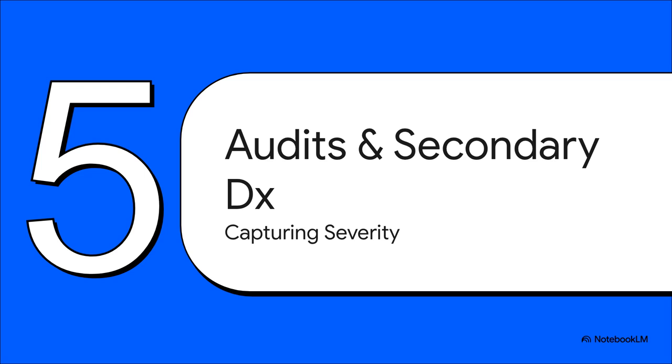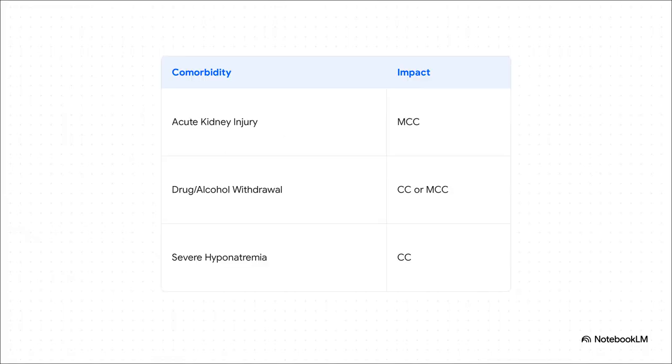Section 5. Audits and Secondary Diagnoses. All of this builds the foundation for capturing true severity. We have to explore how secondary medical diagnoses interact with primary psychiatric admissions to impact your final revenue integrity. Effectively managing and documenting dual diagnosis interactions is like essential puzzle solving. For instance, capturing acute kidney injury secondary to severe dehydration in an anorexia patient, that often maps to an MCC.